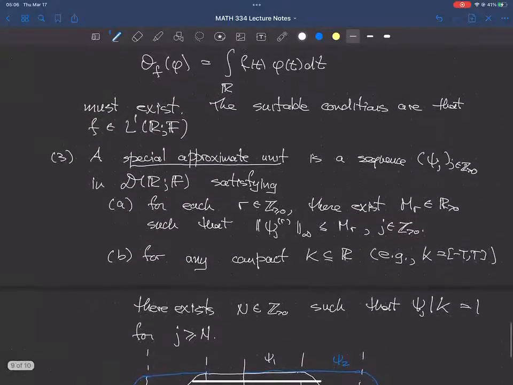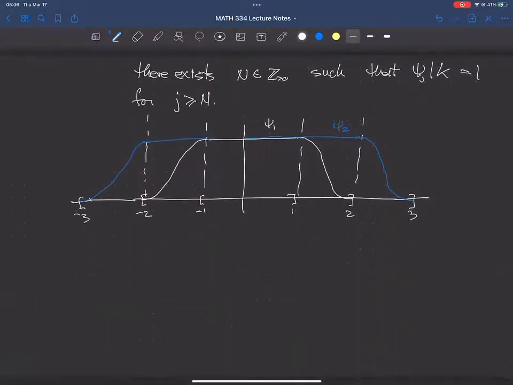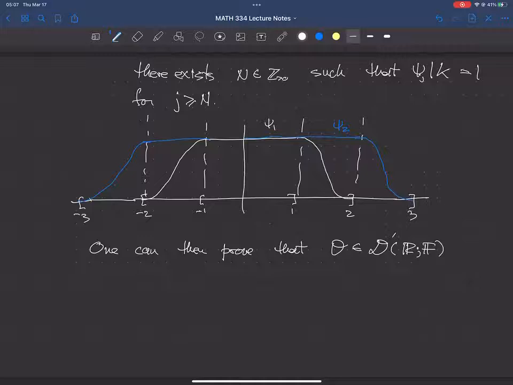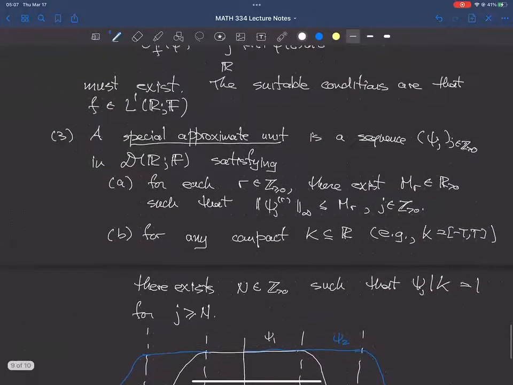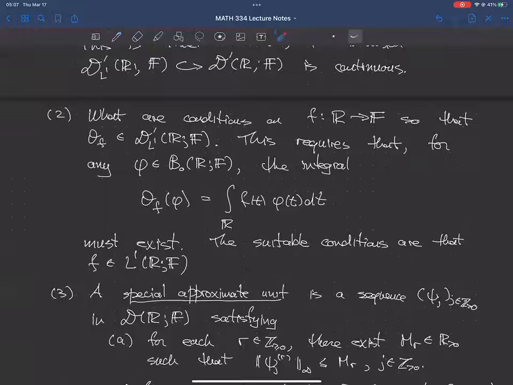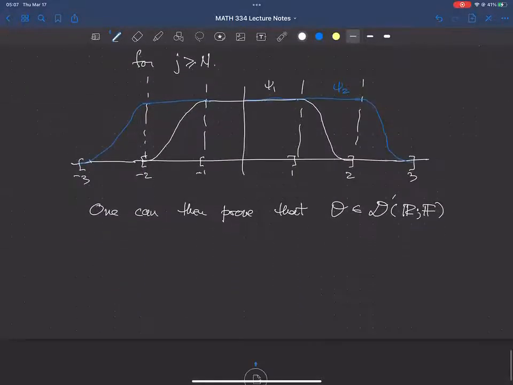All right, so then what you can prove is that theta in D prime. Okay, so you take some theta, which is already in D prime, and the thing that you want to know is whether it's in this space. Okay, so I know that this space sits inside D prime, and so what I'm trying to do is give a condition which identifies which of these are in here.